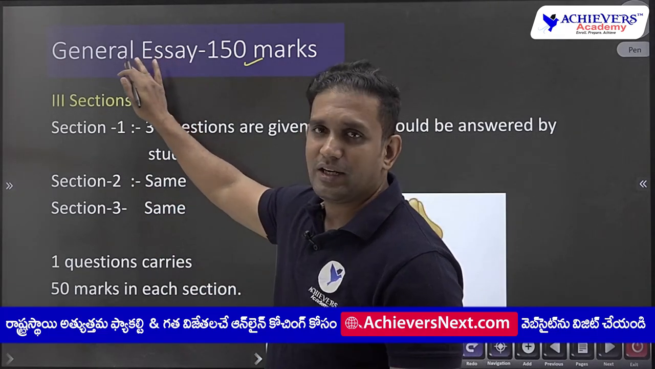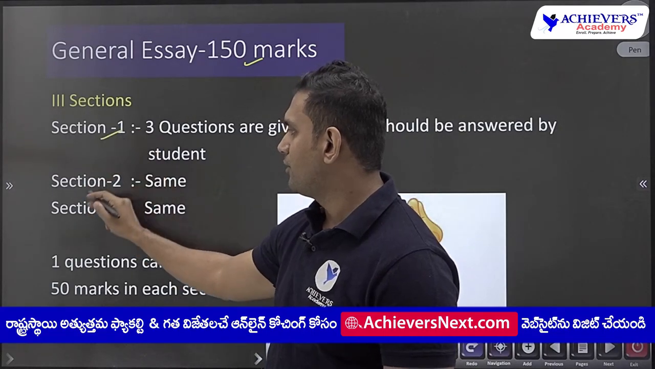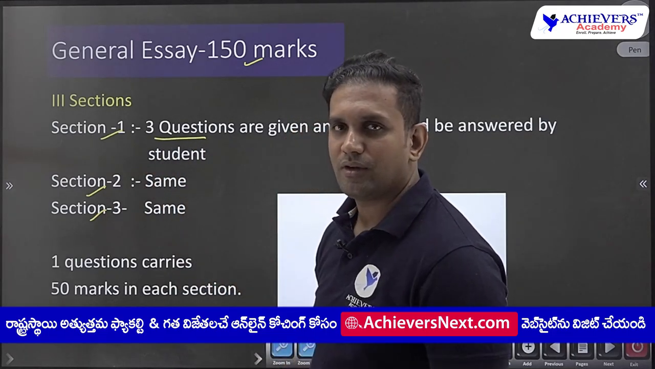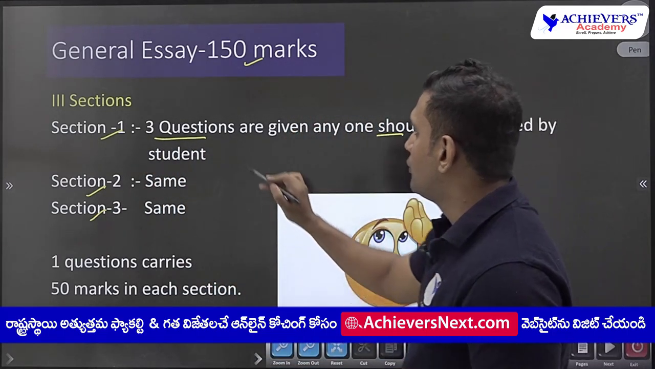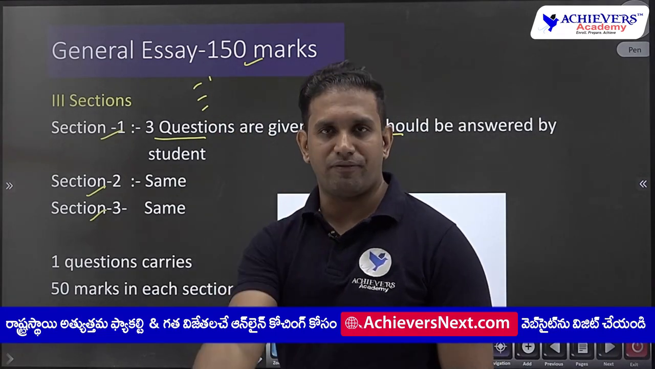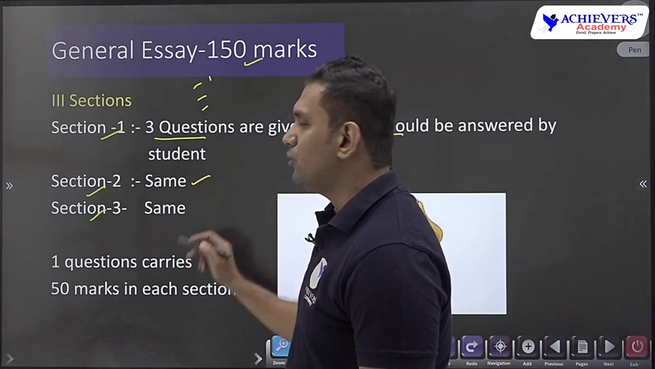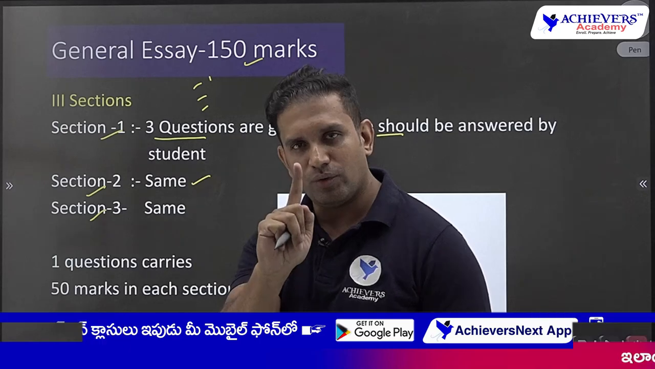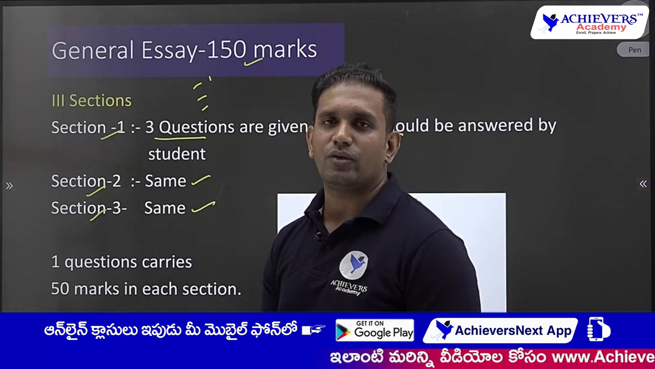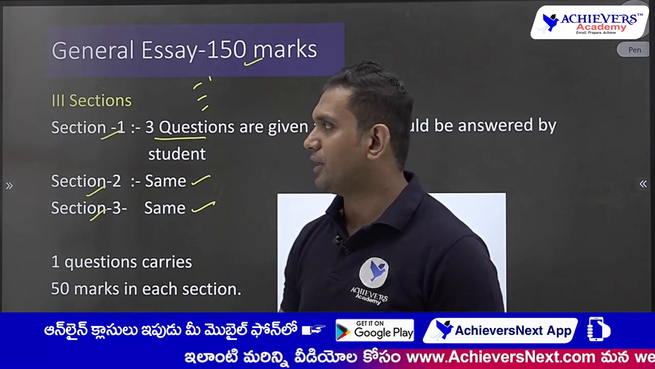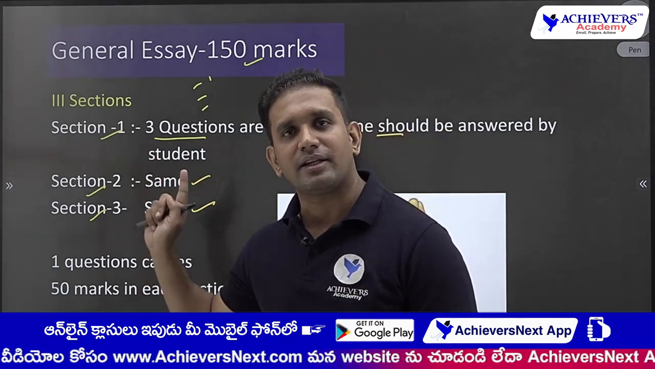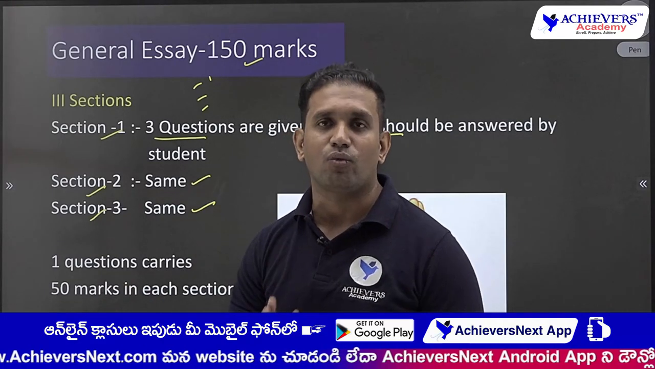So general essay again has three sections: section 1, section 2, section 3. Every section will have three questions and you have to answer only one, whichever you are perfect in. Section 2, same, three questions will be given and you have to answer one. Section 3, three questions will be given, again you have to answer only one question. So basically 50 marks, 50 marks, 50 marks, and you will get 150 marks.